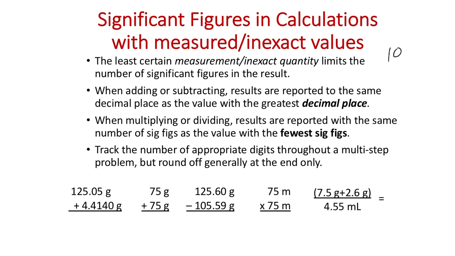Some students disagree with me. If you say 1,080 miles per hour, is this a decimal place? Because I think it still is. Maybe the word placeholder makes more sense. But we're going to report the results to the same decimal place or placeholder as the value with the greatest decimal place, or placeholder.